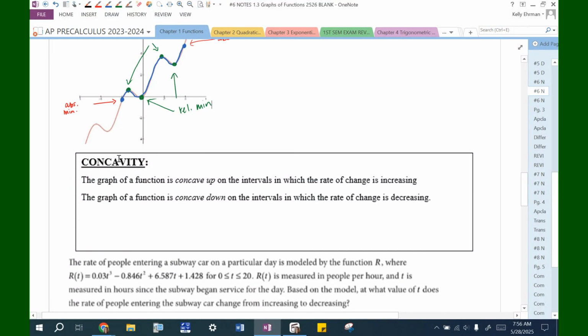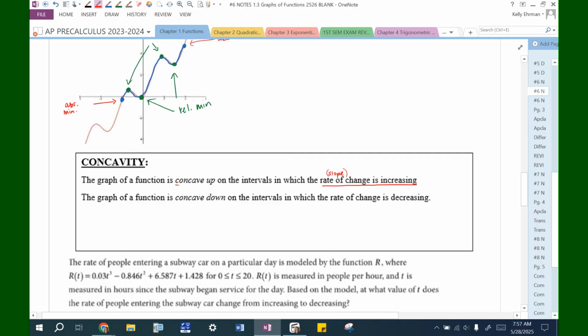Concavity, this is a big thing that we focus on in pre-calculus and calculus. So the graph of a function is concave up on the intervals at which the rate of change is increasing. So this is an important relationship that you need to memorize. Rate of change, remember, means slope.